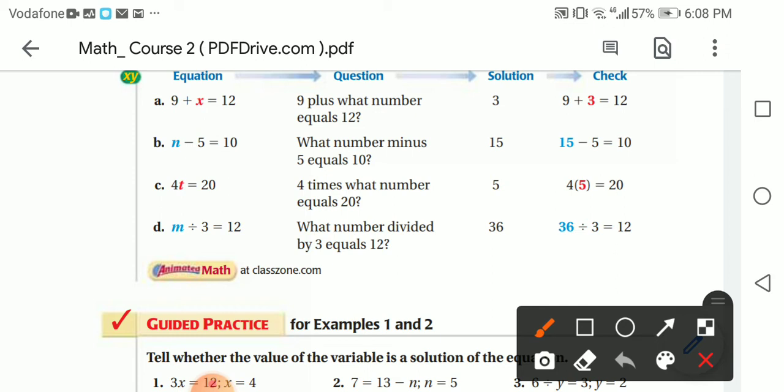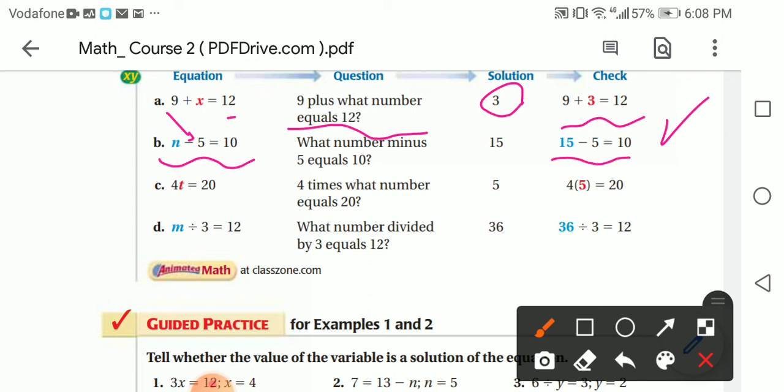9 plus x equals 12. 9 plus what number equals 12? This is a question I should ask myself when I'm using my mind, mental math. So the solution is 3, right? Checking: 9 plus 3 equals 12. This is the right answer. n minus 5 equals 10. What question do I ask? What number minus 5 gives me 10? 15. So 15 minus 5 equals 10, right?